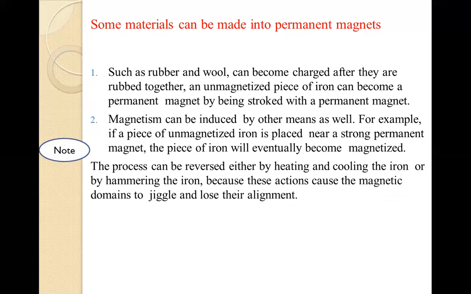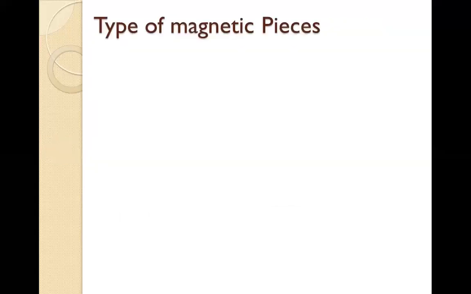Like if I have a piece of iron and I changed it or it became magnetized, I can change it back to a normal one by heating or cooling or by hammering it, because these actions are going to cause the magnetic domains to jiggle and lose their alignment. That's why we have different types of magnetic pieces. We have soft and hard magnetic pieces, based on how they retain the magnetism inside them. How do they stay magnetized for a longer time?